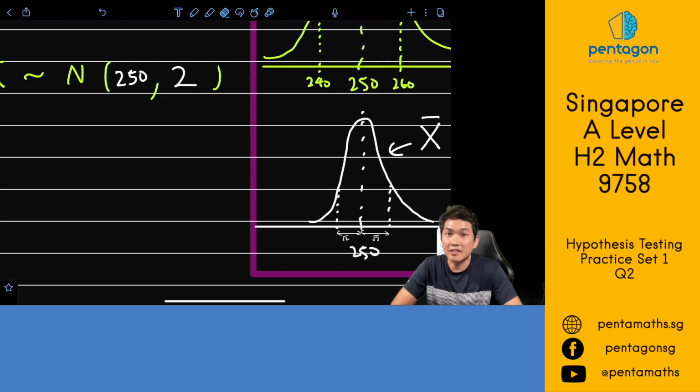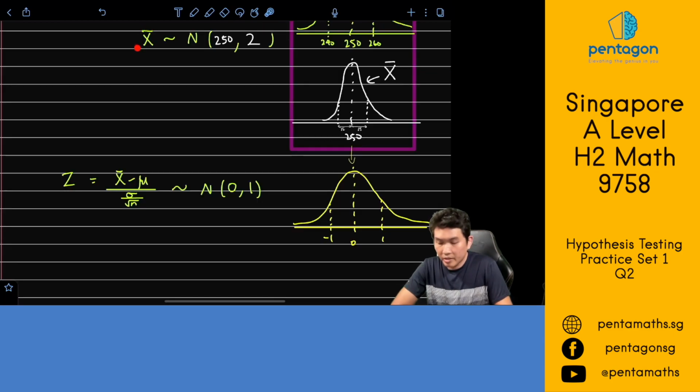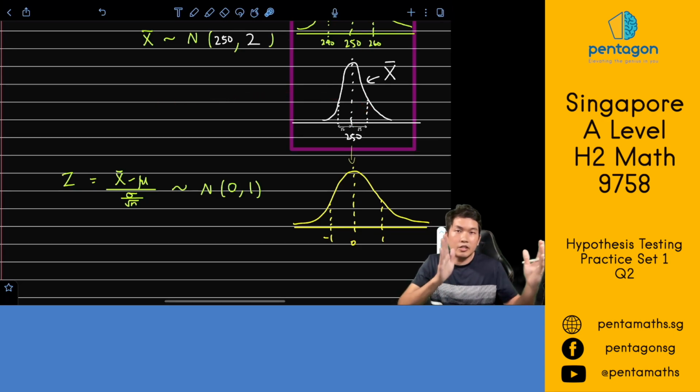Let's take a look at the next step of step 2. We take our sample mean variable and convert it into the standard normal variable. We use this very simple formula to convert that. How does that work? First of all, we will take x bar. X bar represents all the possible sample means and minus all of them by 250. The effect of that is to shift every single value 250 to the left. That shifts our distribution so that the mean is 0.